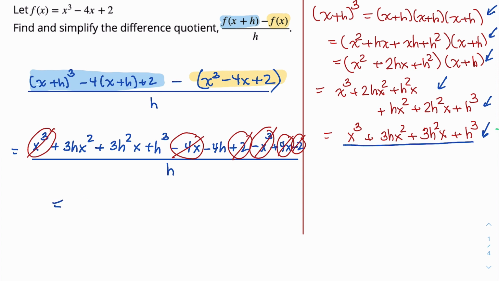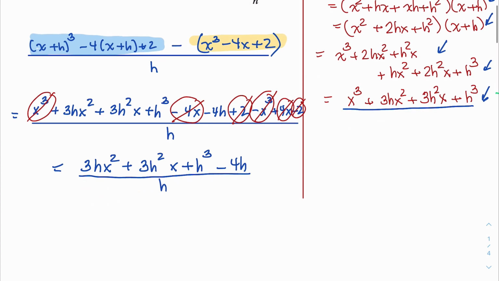So we are left with 3hx squared plus 3h squared x plus h to the third minus 4h all over h. And at this point, you could either remove a common factor of h, or we could just divide each term by h. When you're dividing a series of terms by the same thing, we can just divide each term by that thing. So we're just going to take each term and put it over h. And now we can simplify.